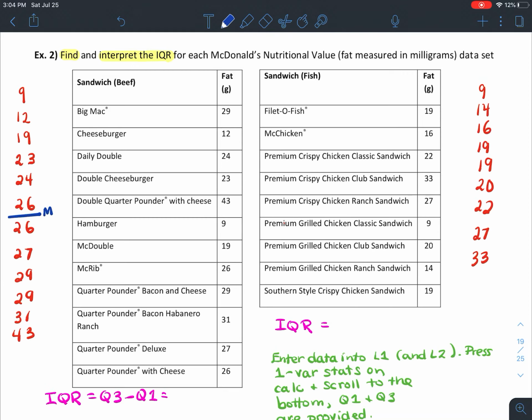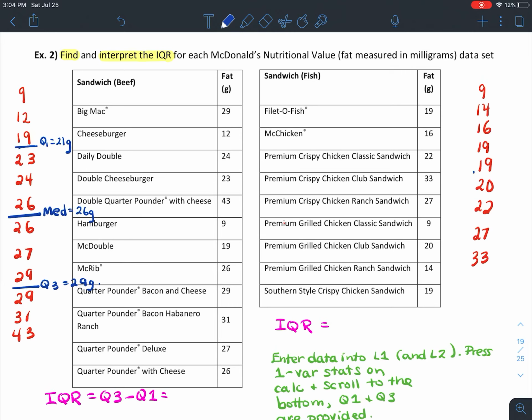If we found the median for the beef sandwiches, the very middle would be right here between the 26 and 26. So if we average 26 and 26, we get 26. Now, Q1 is the middle of this bottom half of data, which also has 6 values in it. So that means Q1 would be right in the middle of 19 and 23. If you add 19 and 23 and divide by 2, Q1 is 21, and then Q3 would be 29 grams.